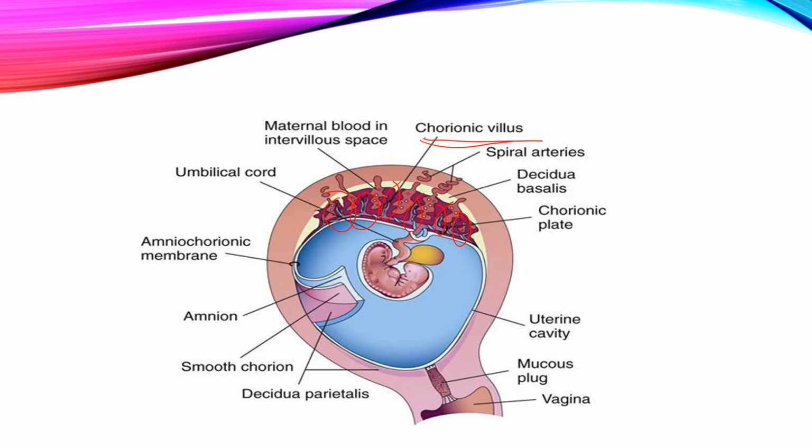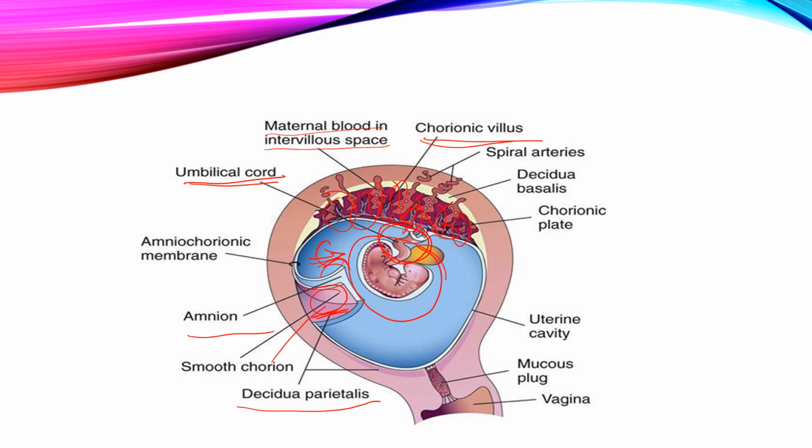Now this is the maternal blood intervillous space. So this is the maternal blood and the fetal blood space in between the villi, the intervillous space. Now this is the chorionic plate. This is the amniotic sac, and inside that this sac is the amnion. This is the smooth chorion, this layer. And this is the decidua parietalis. Now here, this part is the umbilical cord, which is connecting the fetus with the mother's body.